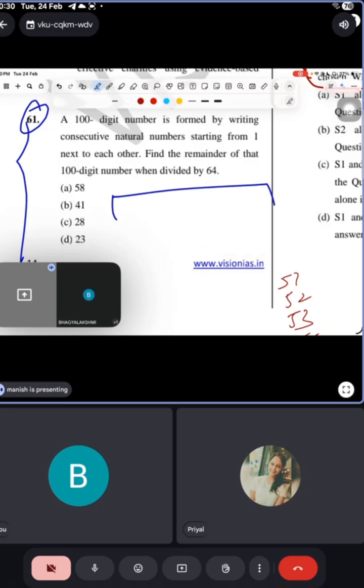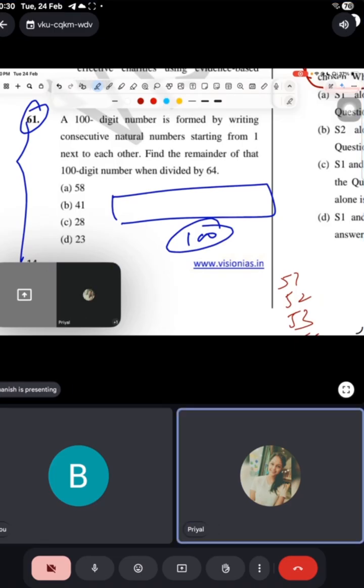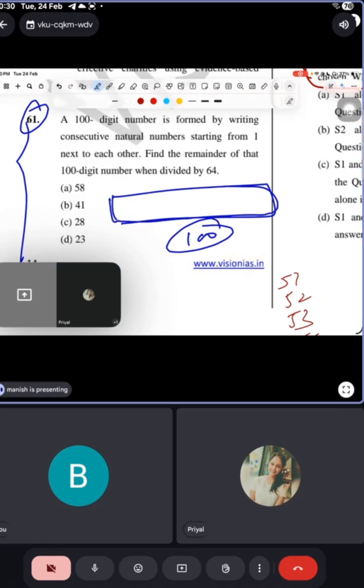This is the number, and that number has 100 digits. This is the question. I repeat, 100 digits, starting from 1, then 2, 3, 4, 5, 6, 7, 8, 9, 10, 11, 12, till 100 digits. Not 100 numbers, 100 digits. This is the only question I told you, guys.